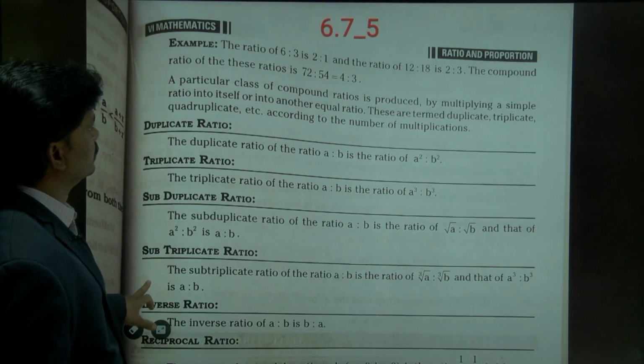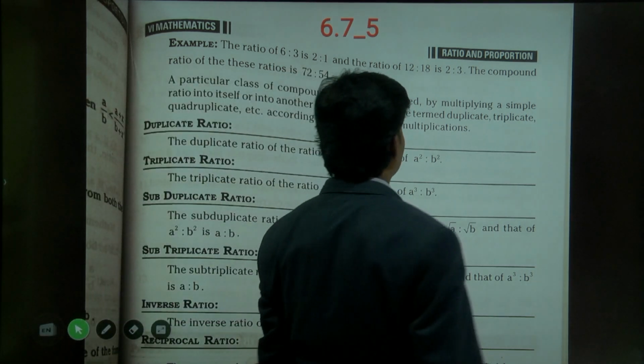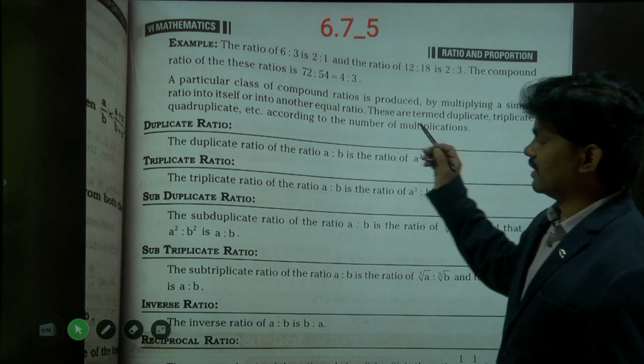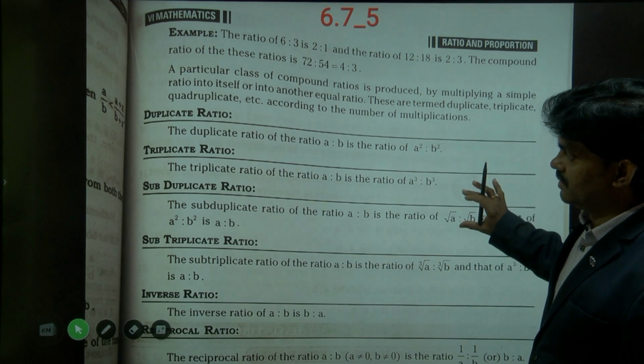So compound ratio here is given: 6:3 is 2:1, 12:18 is 2:3. The simplest form is given like this. Here some important notes are there. Please check carefully.